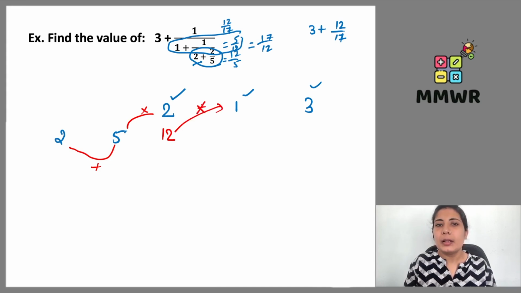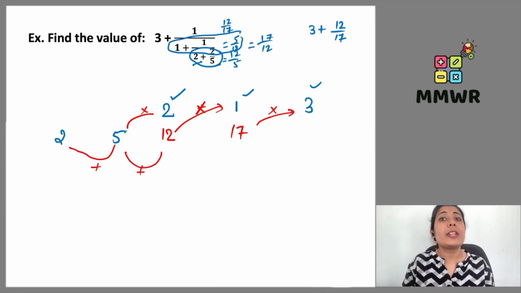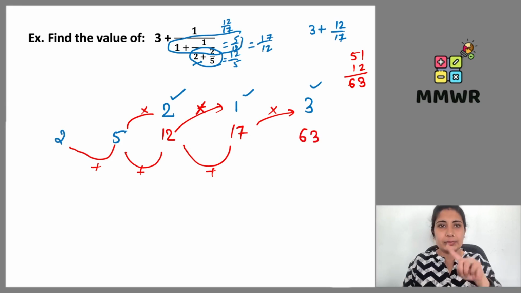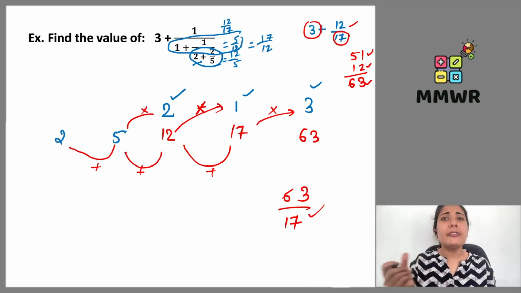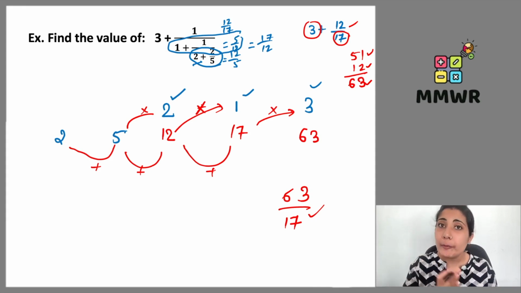12 ones are 12. 12 ones are 12 plus 5, 17. 17 threes are. What do we get? 17 threes are 51. 51 plus 12 gives me 63. Right? So after simplifying this continued fraction, I got here 63 upon 17. Look, 17 threes are 51. 51 plus 12 is 63 upon 17 as it is. So it's so much time savior. Within fraction of seconds, we will be getting the answer if we have practiced enough.